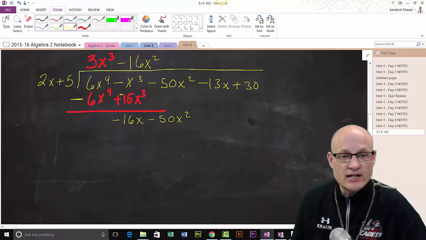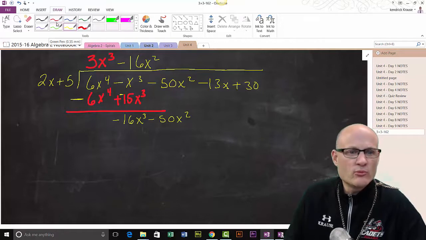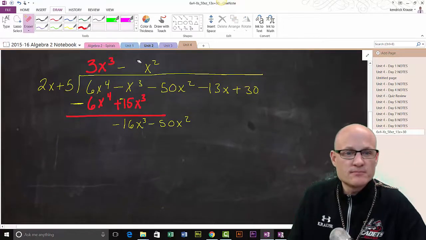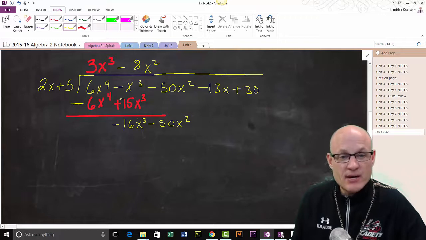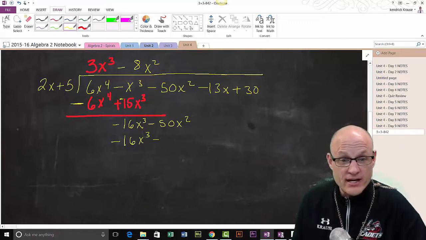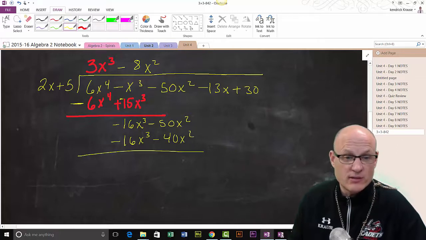Negative 16x squared times 2x. Oops, nope. Let me erase that. Got a brain fart. This is negative 8. Yep. So negative 8 times positive 2 is negative 16x cubed. And negative 8 times 5 is negative 40x squared. The positive's coming. We're going to change it to plus. Subtracting, this becomes a plus. Those go away. This becomes a plus, and this becomes 10x squared.